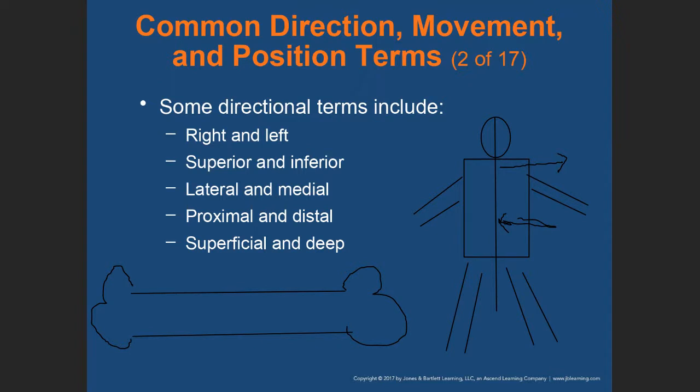If the portion of the long bone is close to the trunk of the body, it is referred to as proximal. If it's further away from the trunk of the body, that is referred to as the distal end of the long bone.